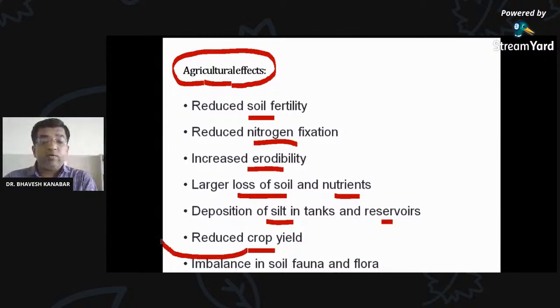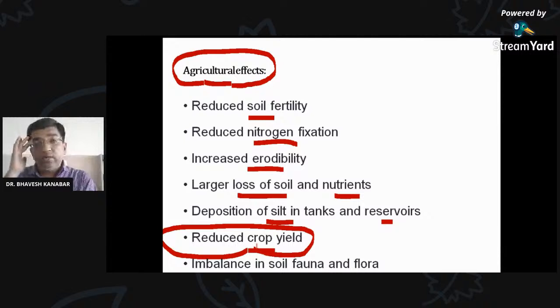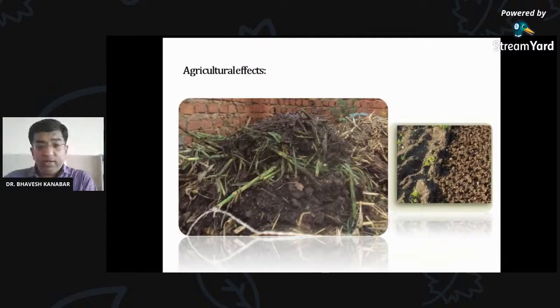So ultimately, what will be the effect? Yield of agriculture will decrease. Crop yield will decrease. Farmers will get less crop yield. Imbalance in soil fauna and flora. So these are agriculture effects. You can see the photographs here.